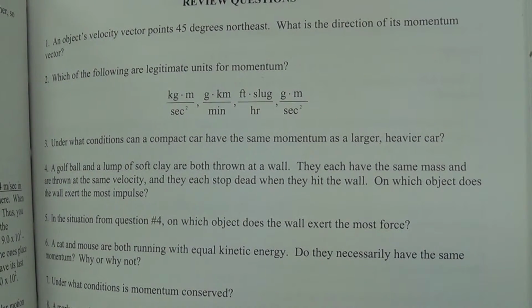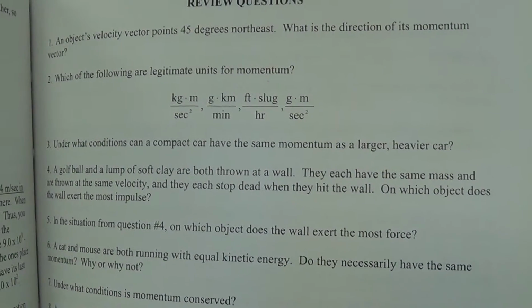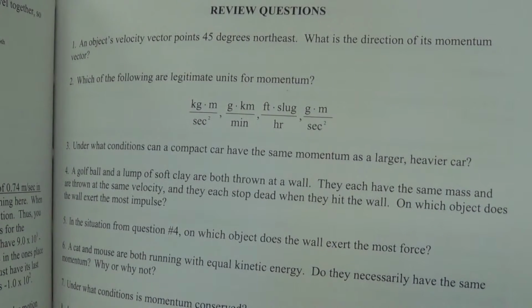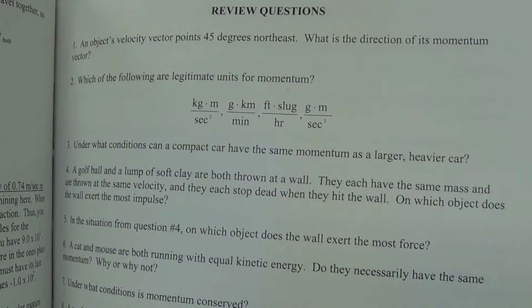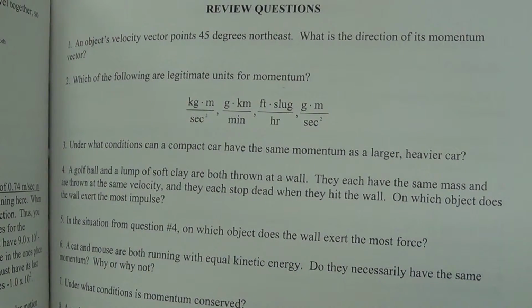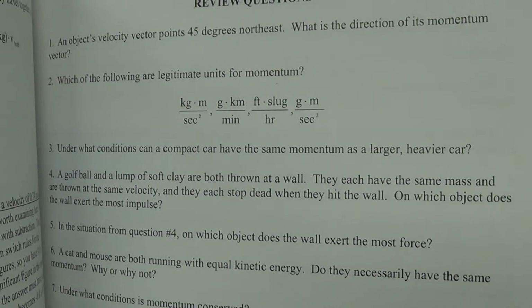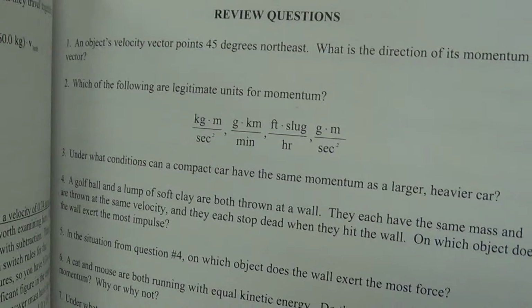All right, MK. Under what conditions can a compact car have the same momentum as a larger, heavier car? And how could that happen? If the smaller car is going faster than the larger car. Right, there are 2 parts to momentum. If there's a heavier car, the only way they can have the same product, m times v, is if the smaller one is going faster. Number 4, did you get that?